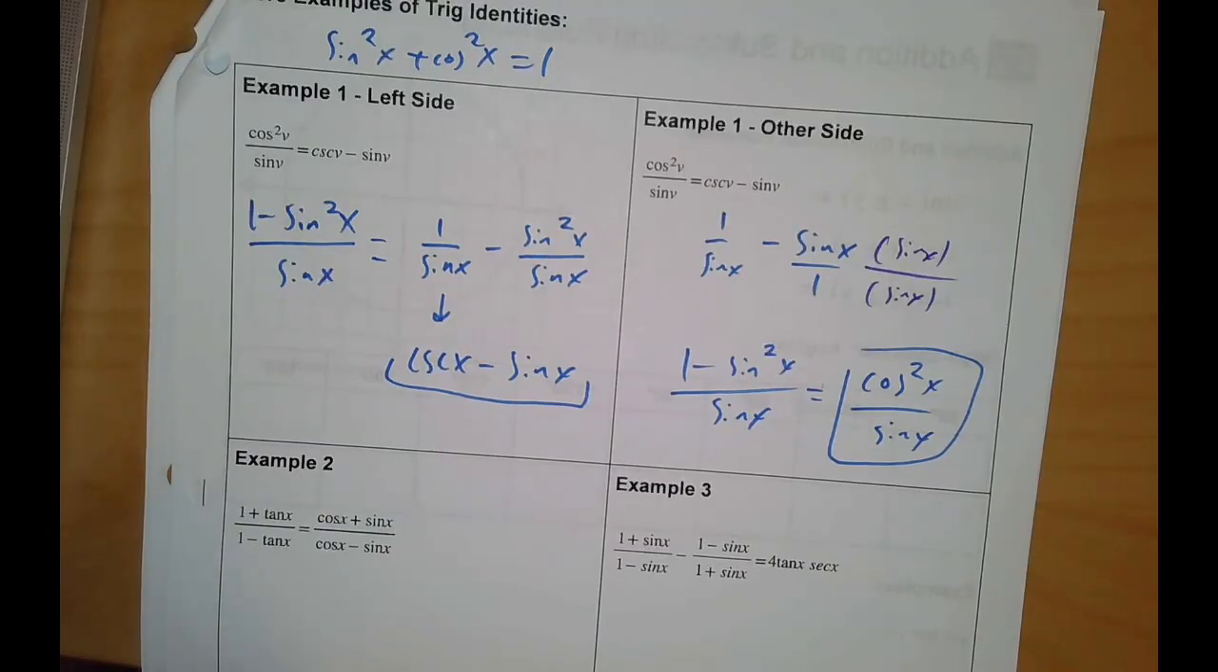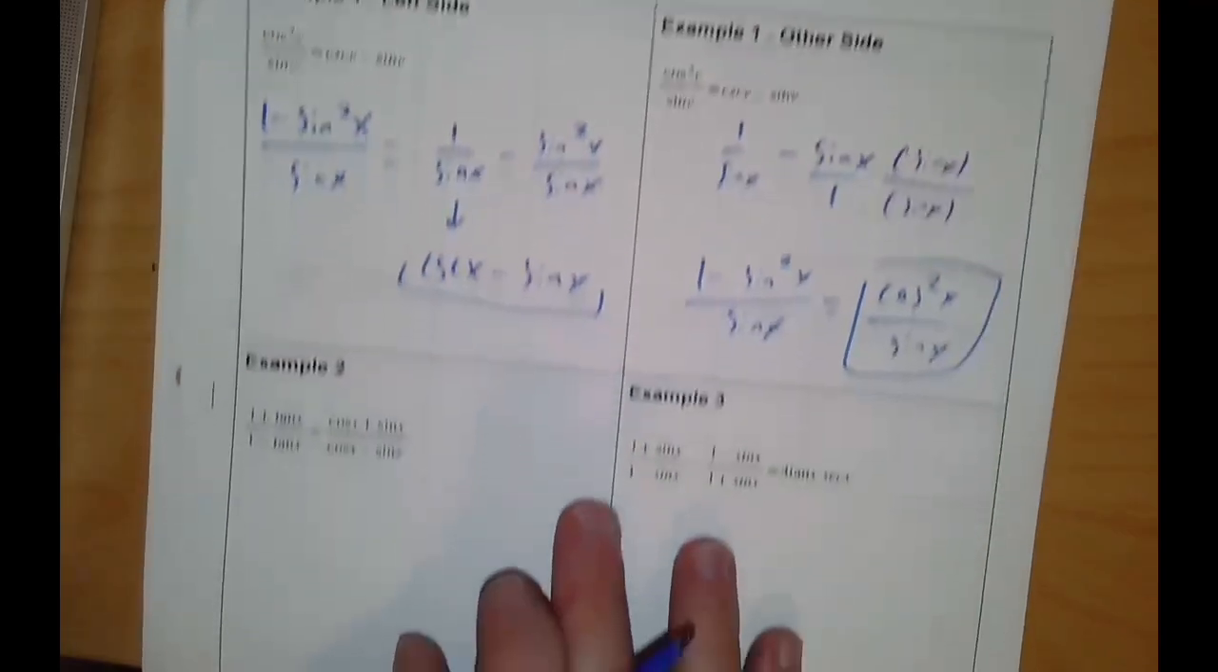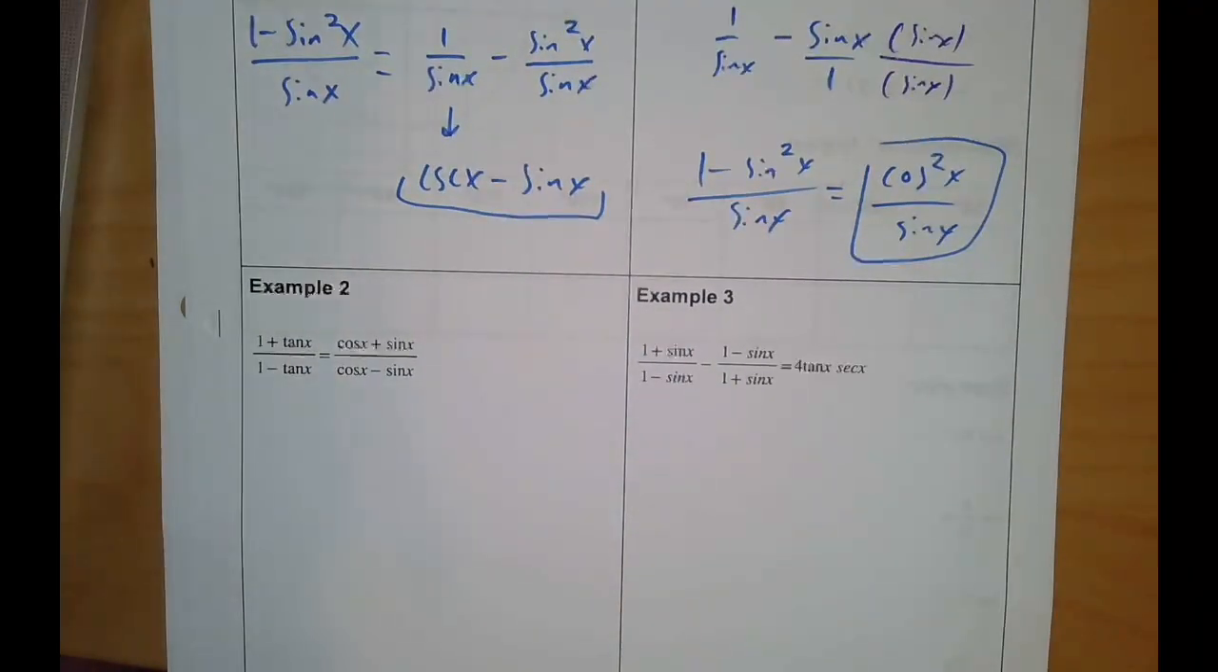You know what the answer is, it's just a process. I would recommend that you really take your time and show your steps very clearly when you're solving the proofs. Do a couple more examples before you start the homework. Okay, so here: 1 plus tan over 1 minus tan equals cosine x plus sine x over cosine x minus sine x.